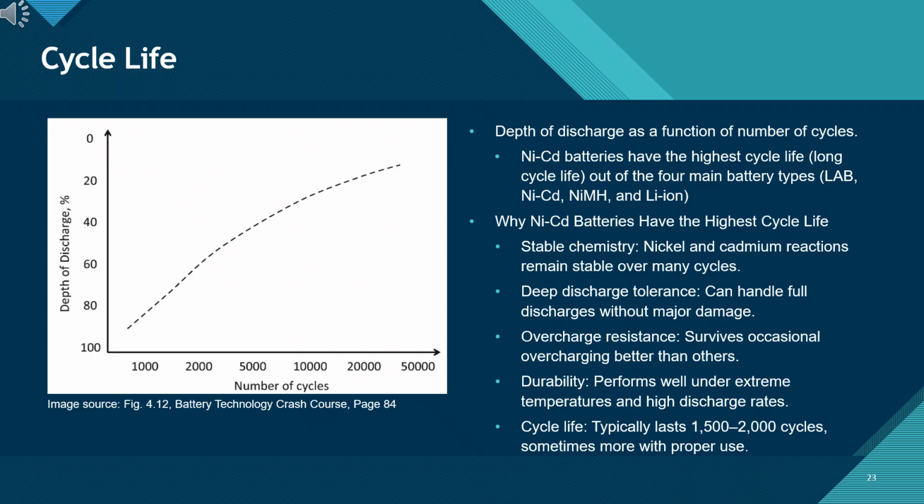In practice, this means a typical NICD battery can last 1,500 to 2,000 cycles, and with good care, even more. That's why they were historically chosen for applications where long-term reliability was more important than weight or size, such as aviation and backup power systems. So, if there's one takeaway here, it's this: NICD batteries may not be the most energy-dense, but when it comes to longevity and toughness, they're among the best.